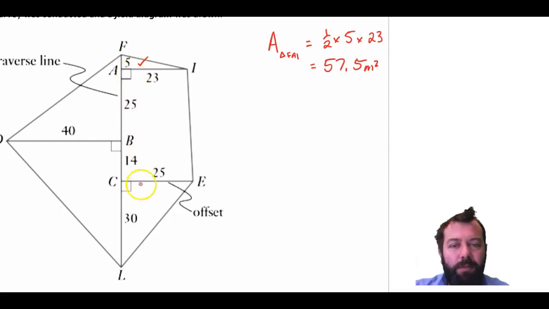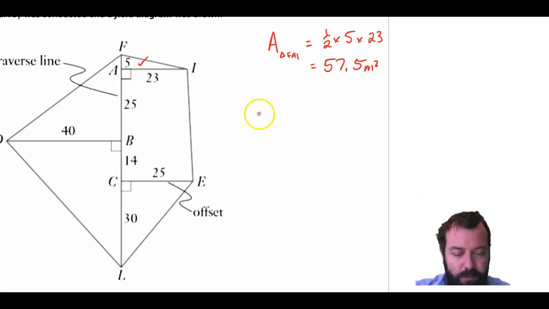Now this here is a trapezium. Be careful, it's not a rectangle. I can see it's 25 plus 14, so that there is 39 along that side. This one is 25 and this one is 23. Now they're both at right angles from what we call our traverse, this long main diagonal, our traverse line. These are parallel, which is what creates our trapezium.